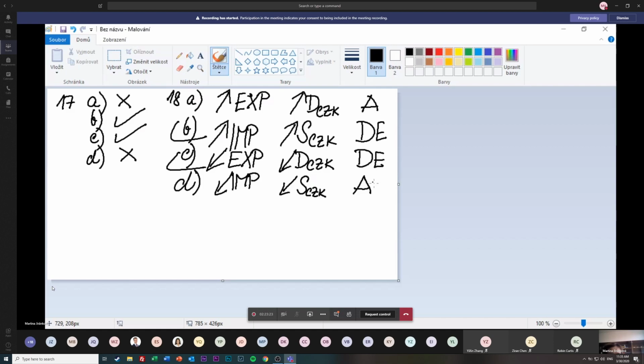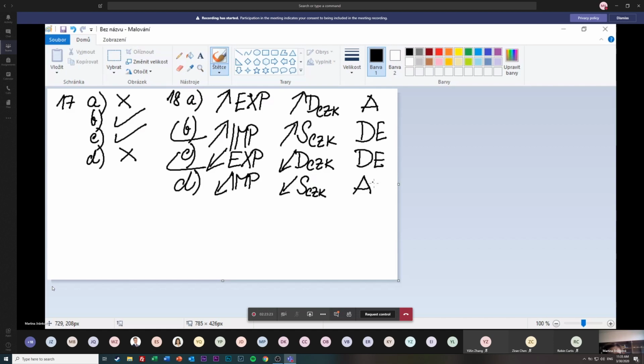B, Czech investors buying European assets. What is it? I have Czech crowns and I would like to buy some bonds, for example, for euros.